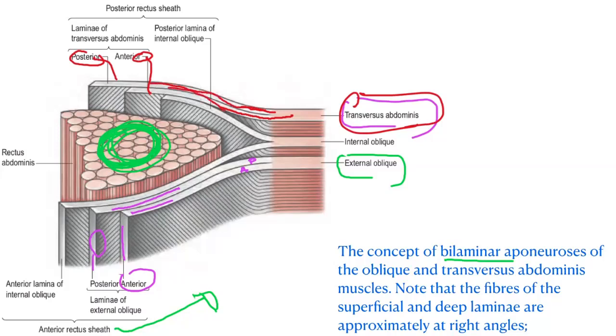Whereas this one, right, internal oblique, participating. You see, this is the anterior leaf and this one is the posterior leaf, right? You understand now clearly? Anterior leaf of the internal oblique fusing with both leaves of external oblique, whereas posterior leaf of internal oblique fusing with both leaves of transverse abdominis to form the anterior rectus sheath and posterior rectus sheath respectively, right?